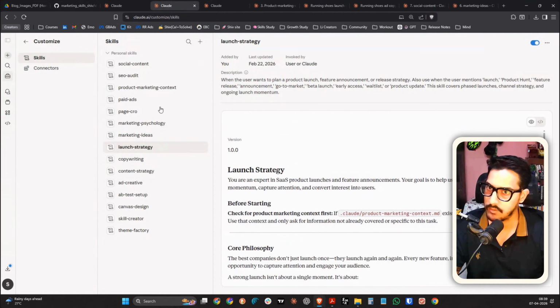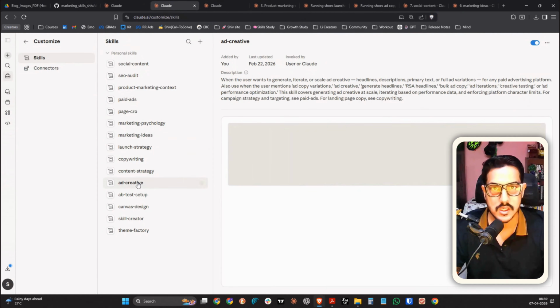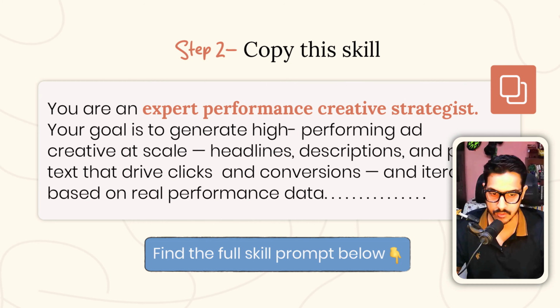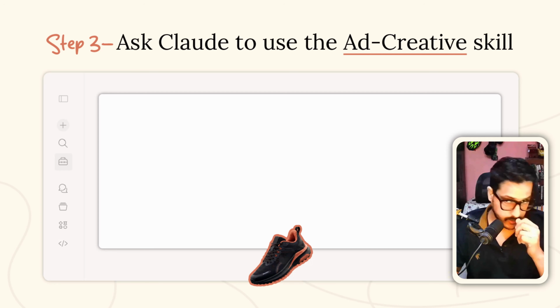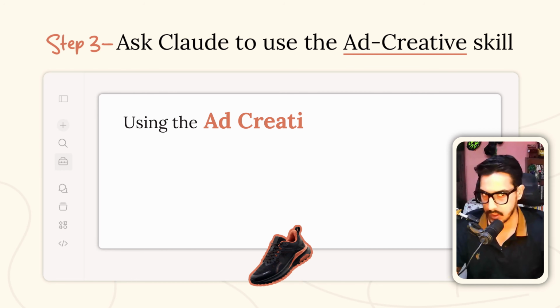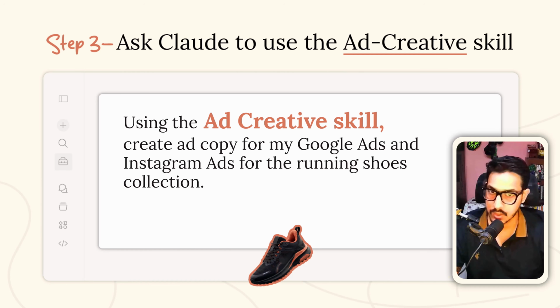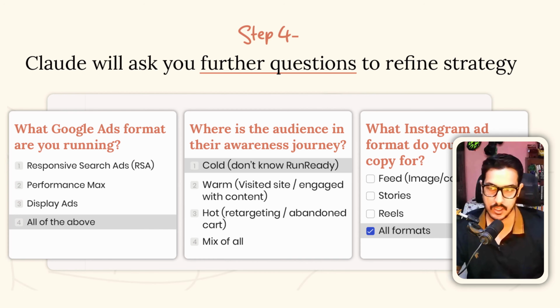It has all the knowledge, and then we paste it into the customize section. As you can see, I've already pasted it here. It would be here in add creative. And then I'm going to ask it for my ad copies. So let me show you in the deck first. So you are an expert performance creative strategist. It knows everything. This is the prompt. Now I ask it, using the ad creative skill, create ad copies for my Google ads and Instagram ads for the running shoes collection. It's going to ask me more questions to clarify itself.